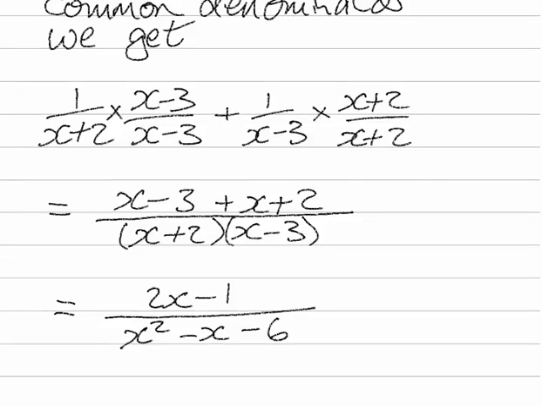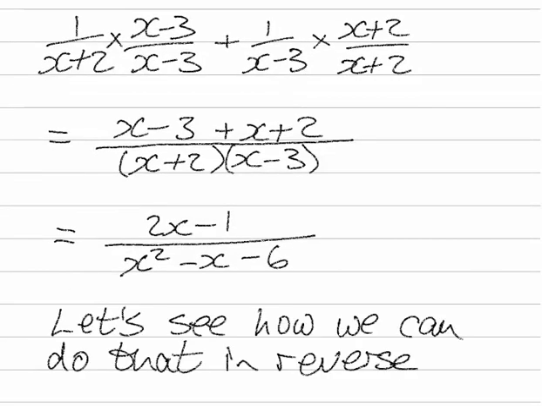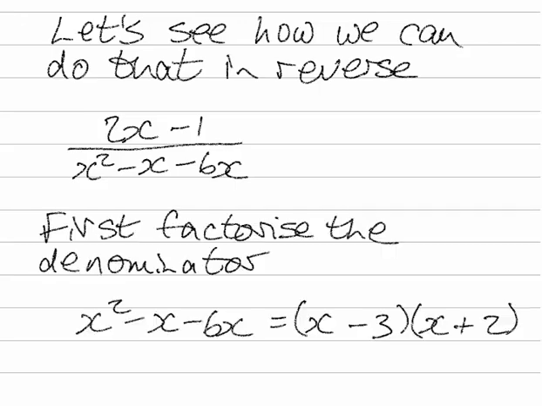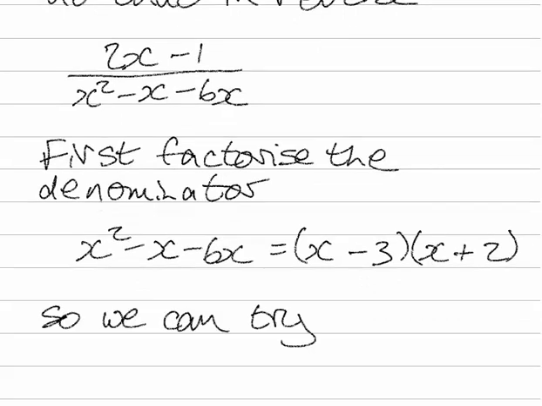What I'd like to do now is to see if we can do this process in reverse. So we start with 2x minus 1 over x squared minus x minus 6. The first step is to factorise the denominator. X squared minus x minus 6 can be written as x minus 3 times x plus 2.